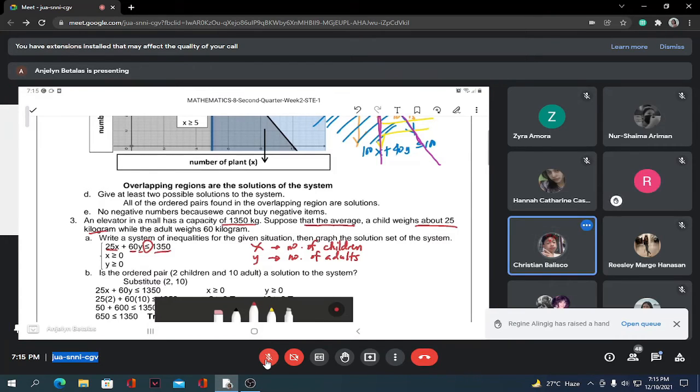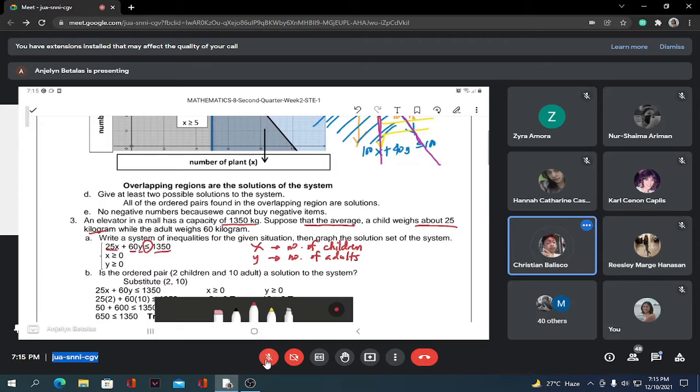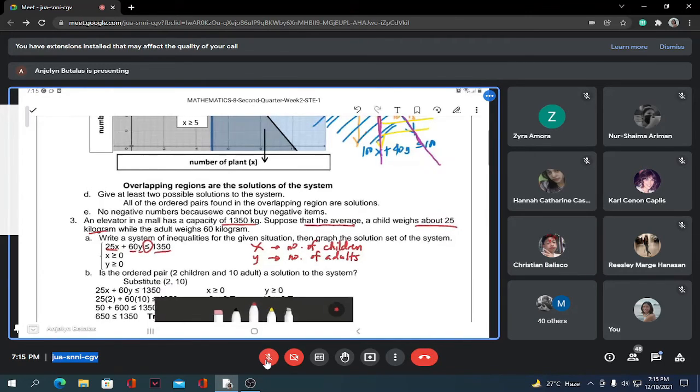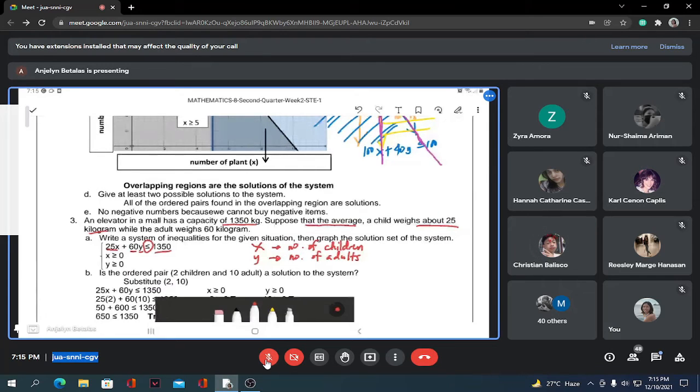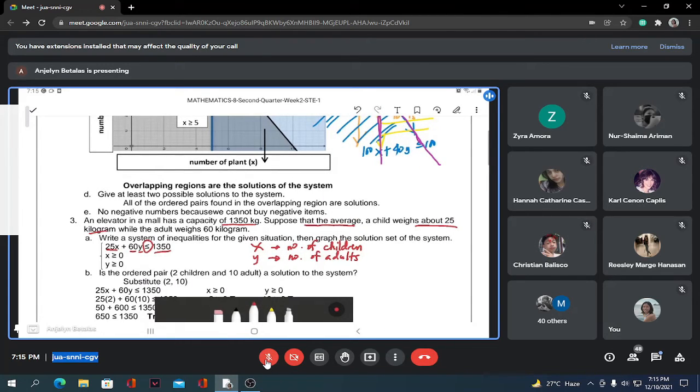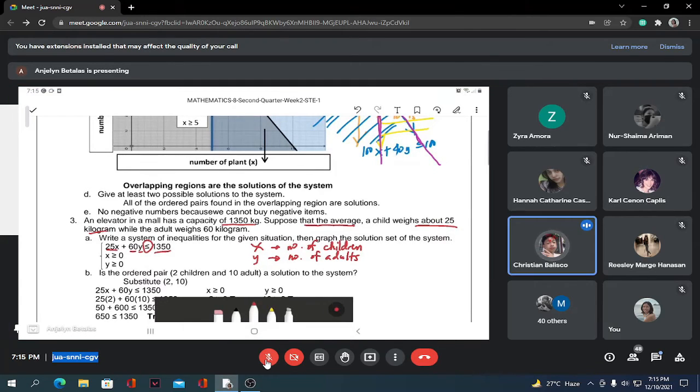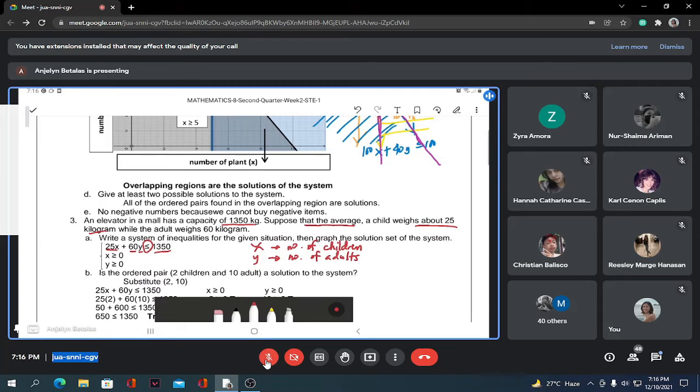Not more than 1,350 kilograms. So it should be "not more than," but it can be equal to 1,350, right? Yes, ma'am. It is not greater than, because it can still carry that. If it is greater than, it is overweight and the elevator can no longer carry it. So we use less than or equal to 1,350.